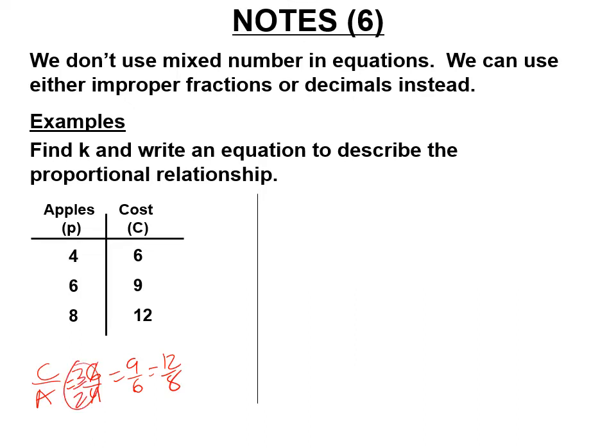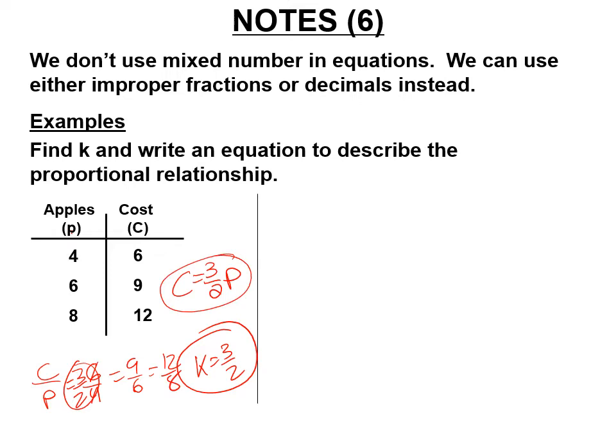Now K here is 3 halves, right? You are not going to make that 1.5. You could make it 1.5, but C equals 3 halves P, well, I guess it's pounds of apples. I should have used P because I put P there. Use the letters I've asked for. Or you could write 1.5, but 4 times 3 halves equals 6, right? You cancel. 6 times 3 halves equals 9, and so on. All right, so C equals 3 halves P.